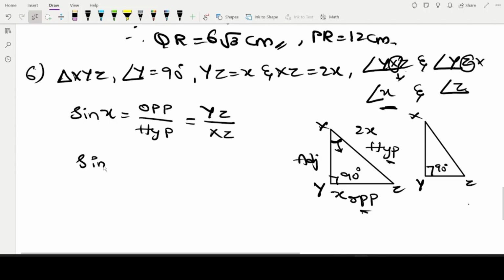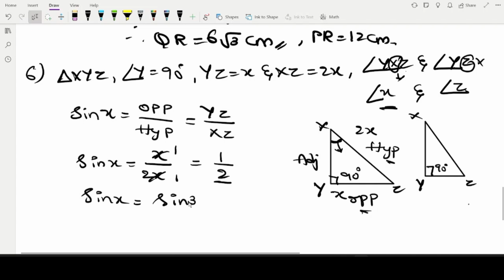Now sine x equals what is YZ? It is x, divided by what is XZ? It is 2x. Both x get cancelled. Now you are left with 1 divided by 2. So sine x equals 1 by 2. We know at which angle the sine has the value of 1 by 2, which is sine 30 degrees. At sine 30 degrees, the value will be 1 by 2. So both sines get cancelled. Now you are left with angle x equals 30 degrees.